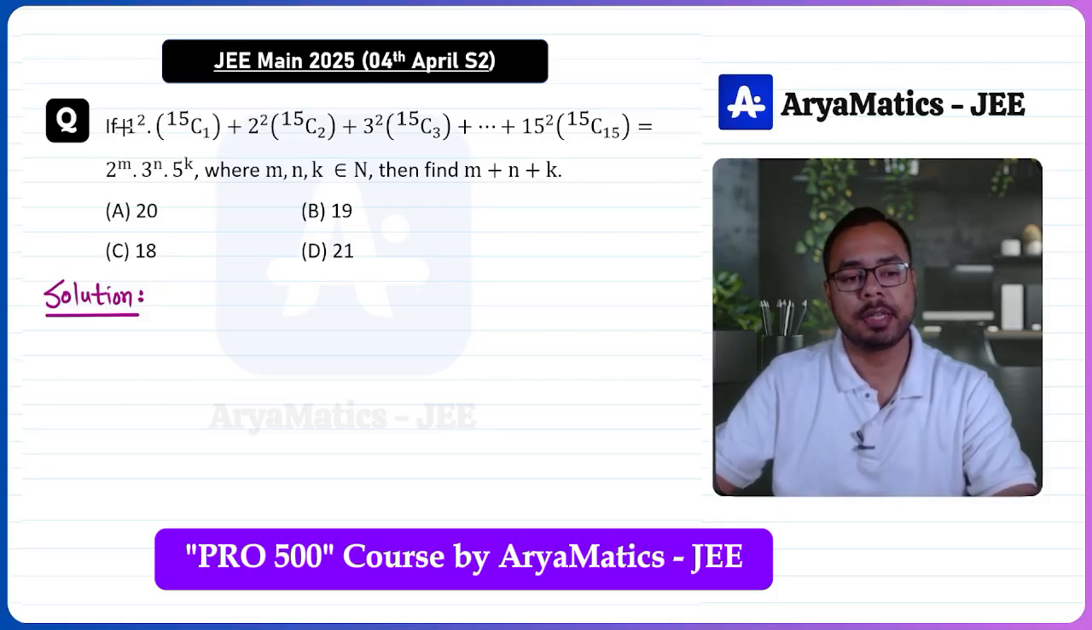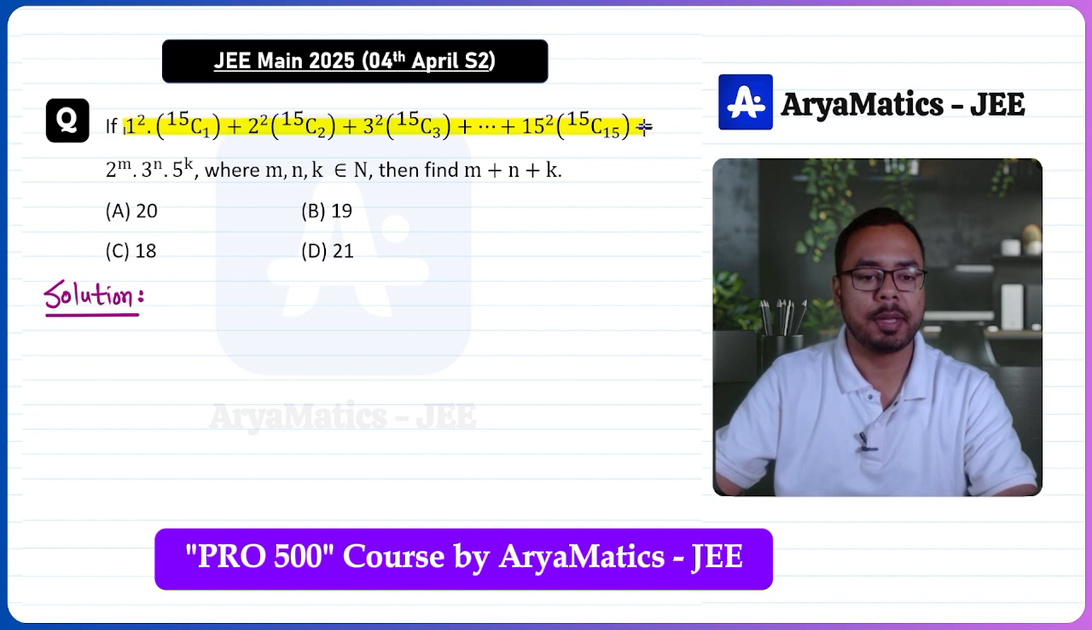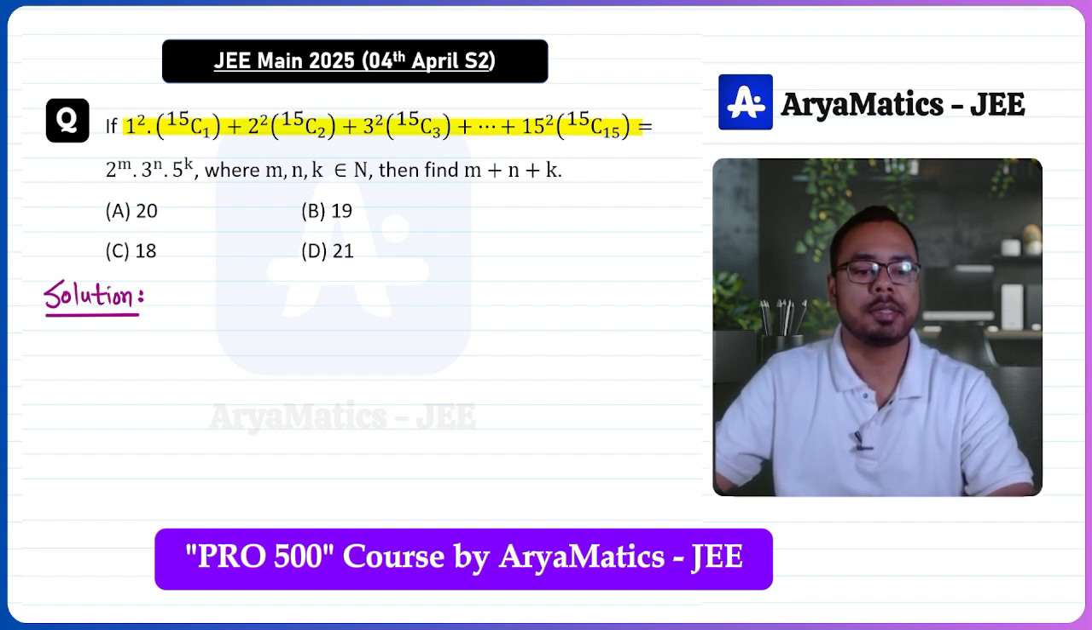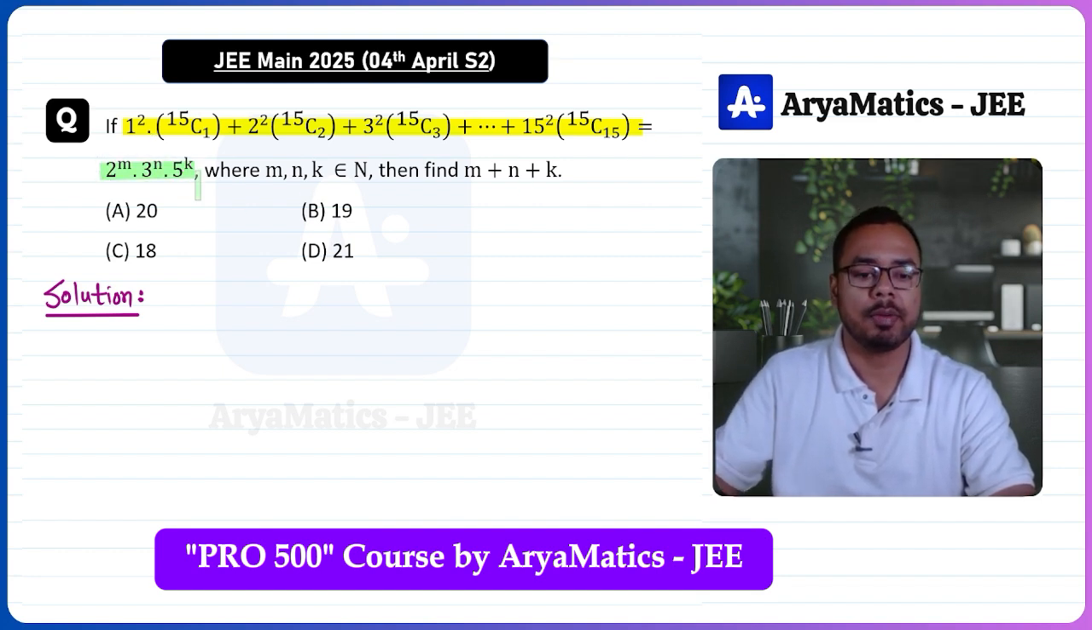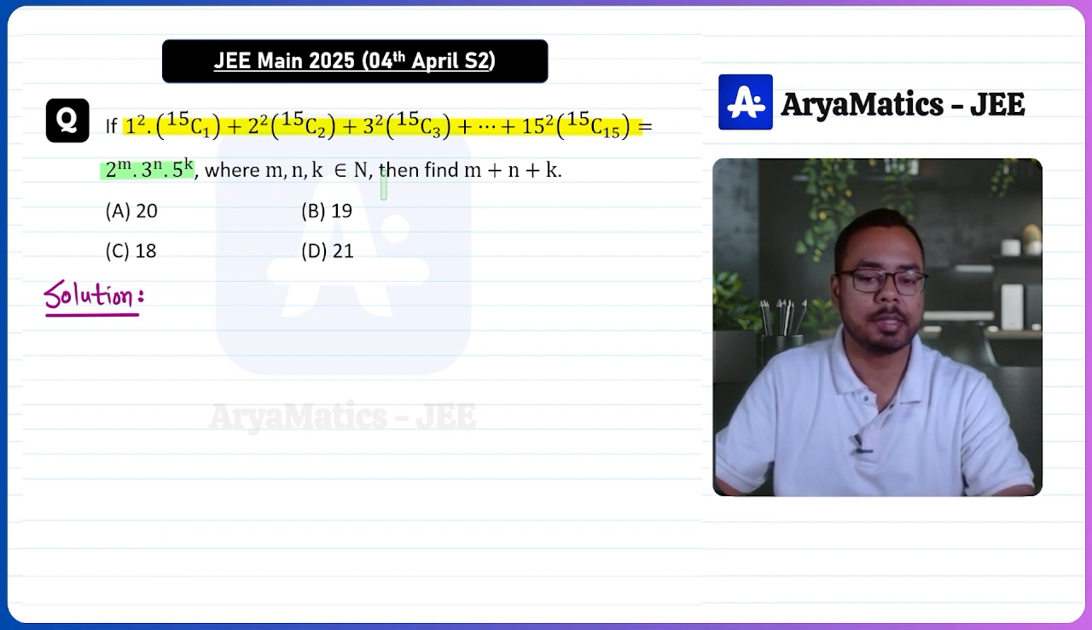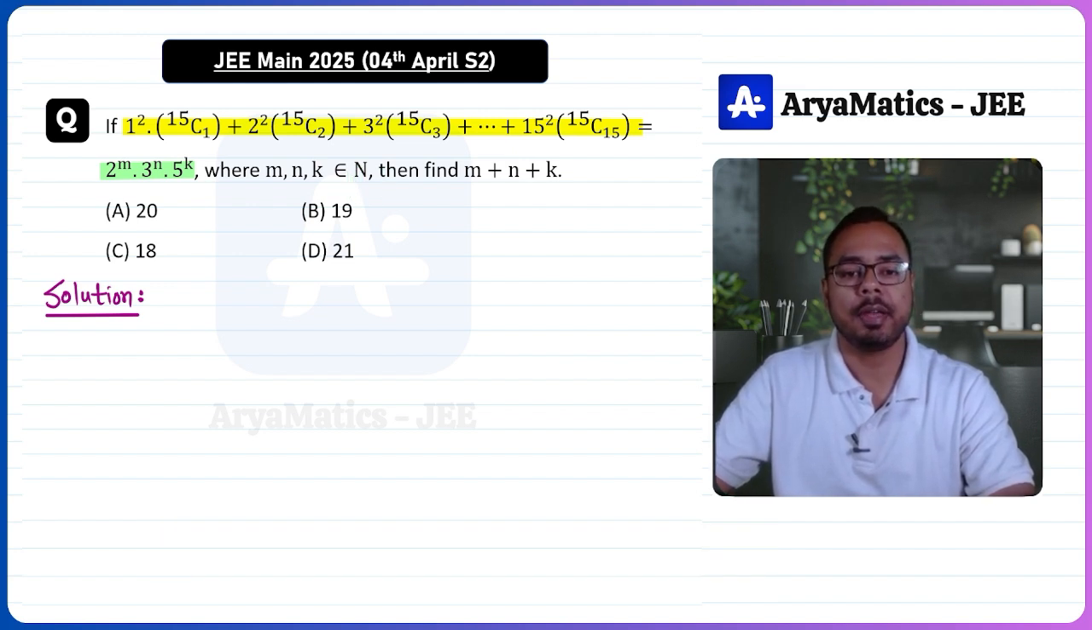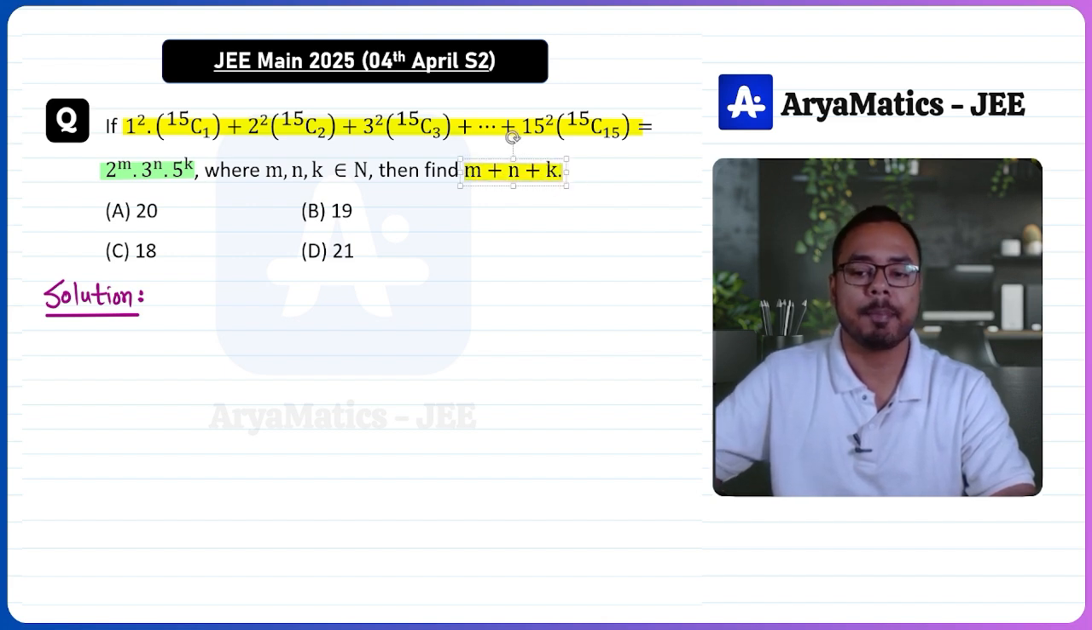If the sum of this series, 1 square into 15c1 plus 2 square into 15c2 and so on up to 15 square into 15c15, is 2 raised to m, 3 raised to n, and then 5 raised to k, where m, n and k, these three are natural numbers, then we have to find the value of m plus n plus k.